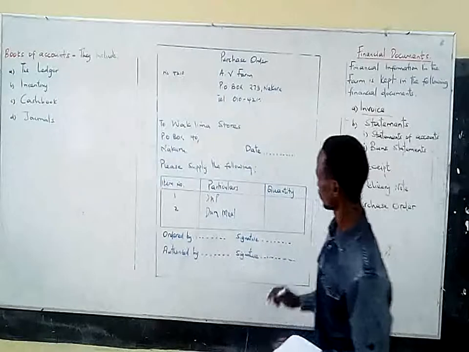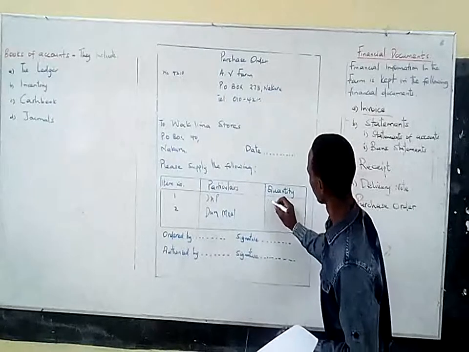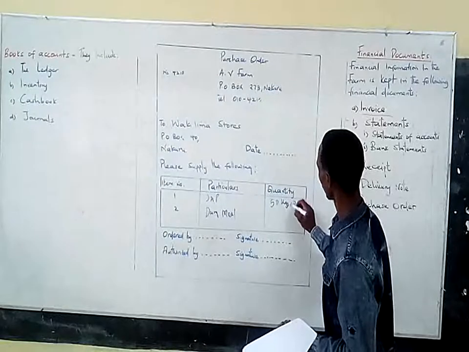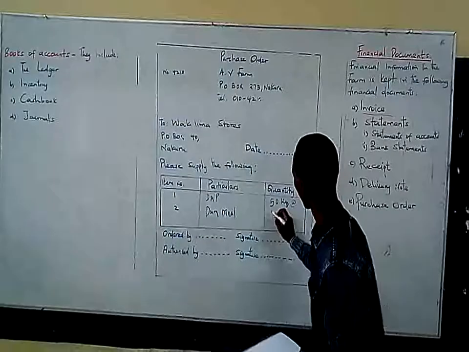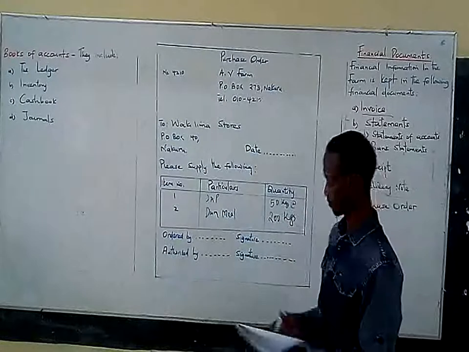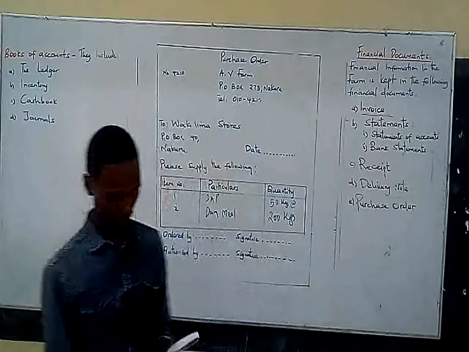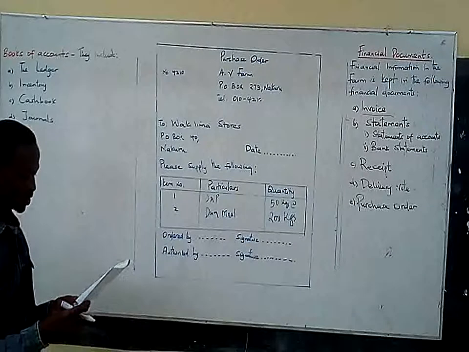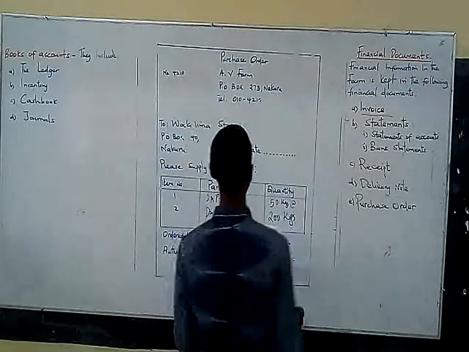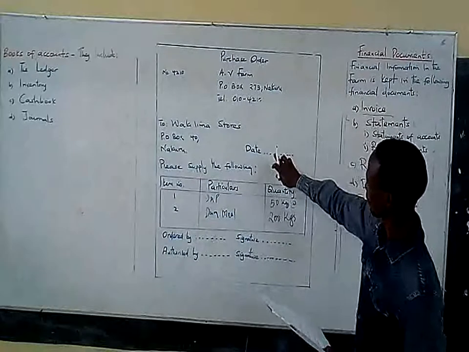So for the quantity of DAP, maybe we require 50 kgs per bag. Then for dairy meal, maybe we require 200 kgs. The next item on the purchase order is the date within which the goods should be delivered. So you are going to have our date over here.